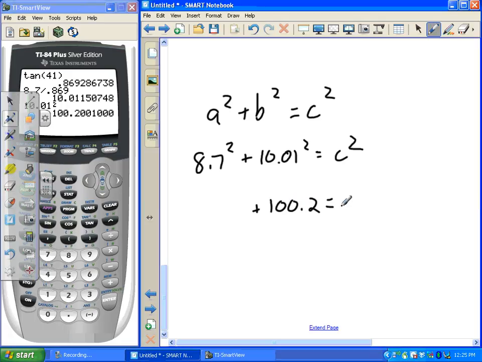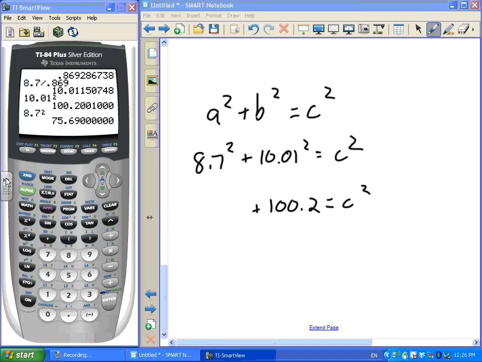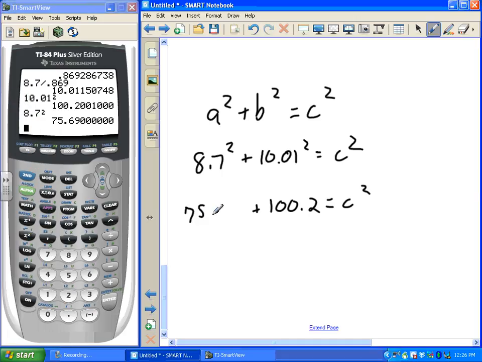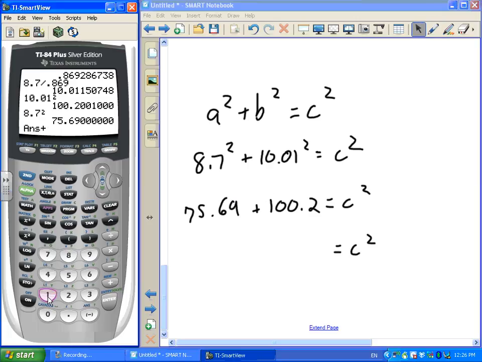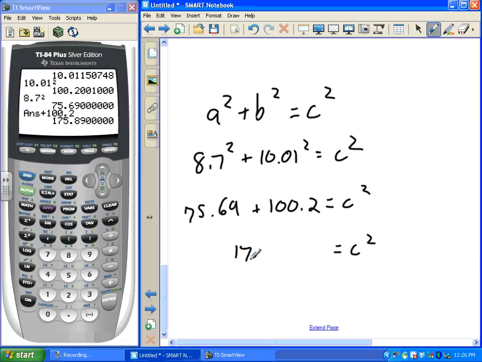10.01 squared equals 100.2, we'll leave it at that. And 8.7 squared is 75.69. C squared will equal that plus 100.2, which gives me 175.89. And finally, for c, I have to square root both sides. Remember, this is all a review of grade 9.